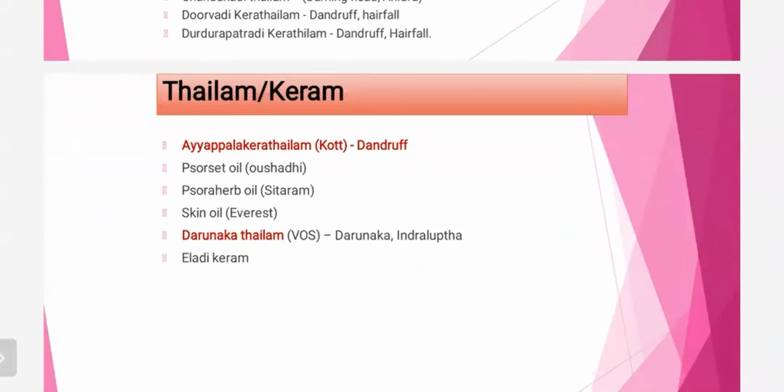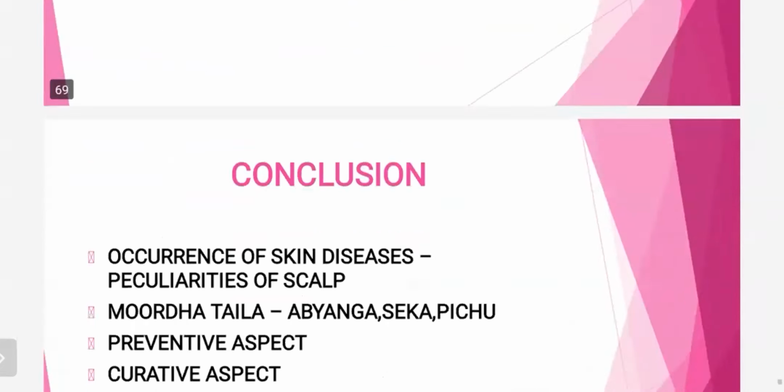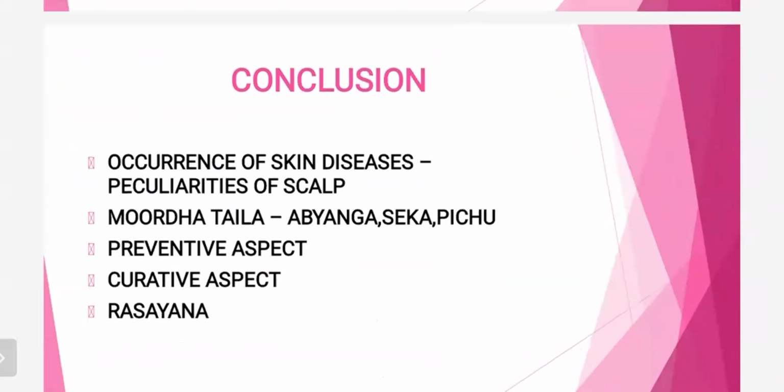Then the Sorset oil, a lot of skin oil, and Dharanaka Tailam, which is also a product of Vaidyaratnam. It is also useful in Darunaka and Indralupta. So I would like to conclude this presentation. I think most of the diseases which commonly present in the OPD have been discussed in this presentation.